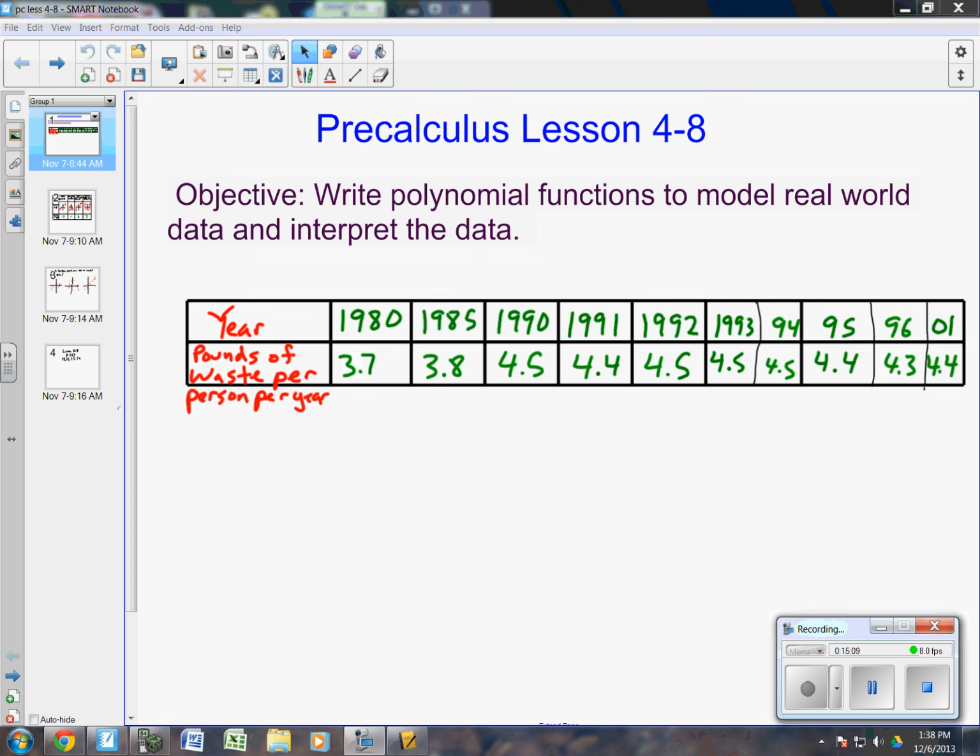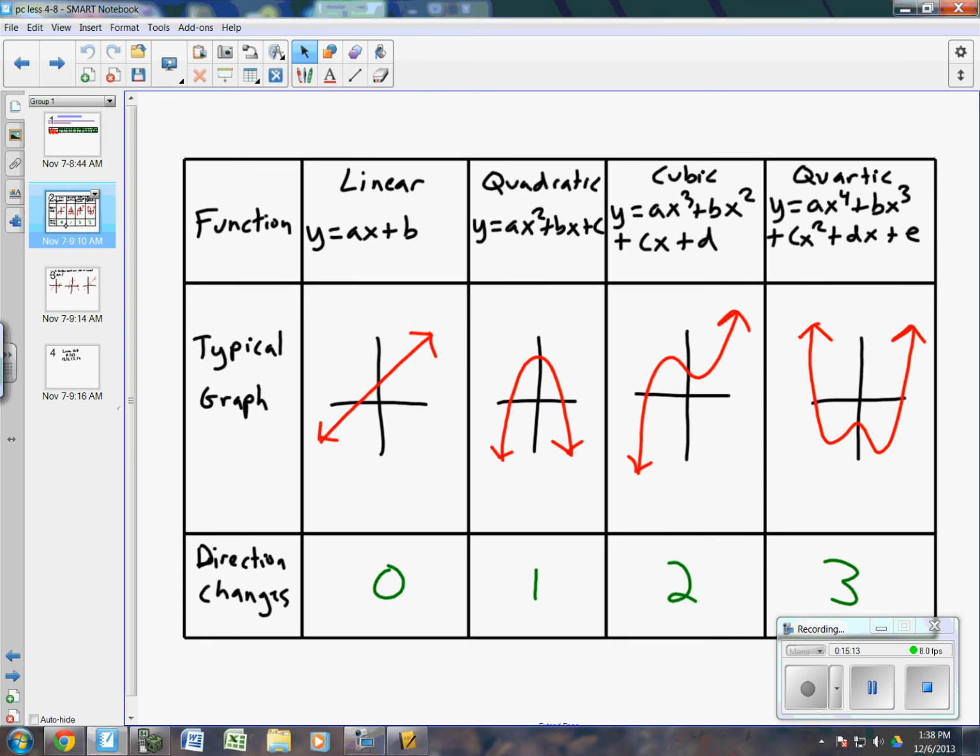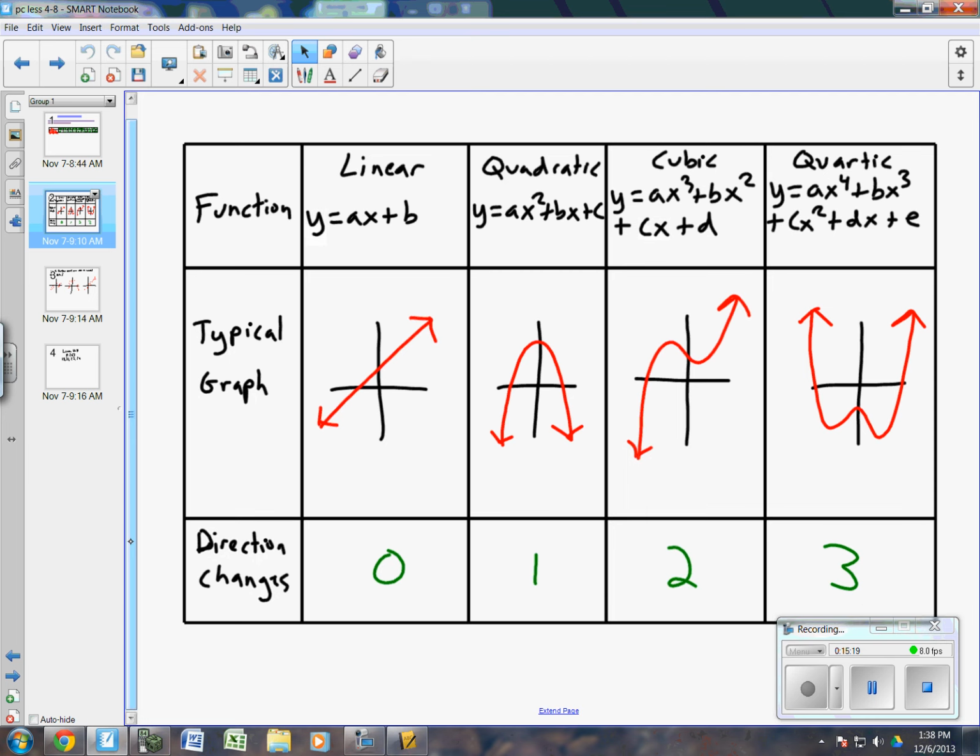Okay, so right now, I'm going to skip this one, and I'm going to come back to it in a second. I want you guys to look at this right here. We did this on our bell work today. There are 4 types of polynomial functions that we're going to model data with. Starting right here, the linear equations, lines, right? This is a typical line. It has 0 direction changes. You notice that once it starts up, it's going up.